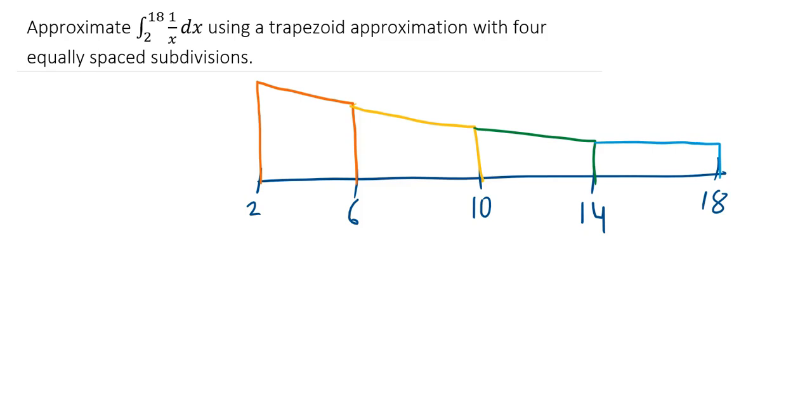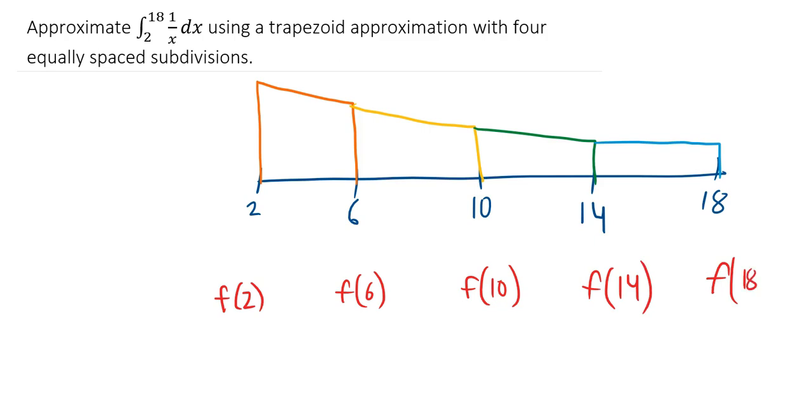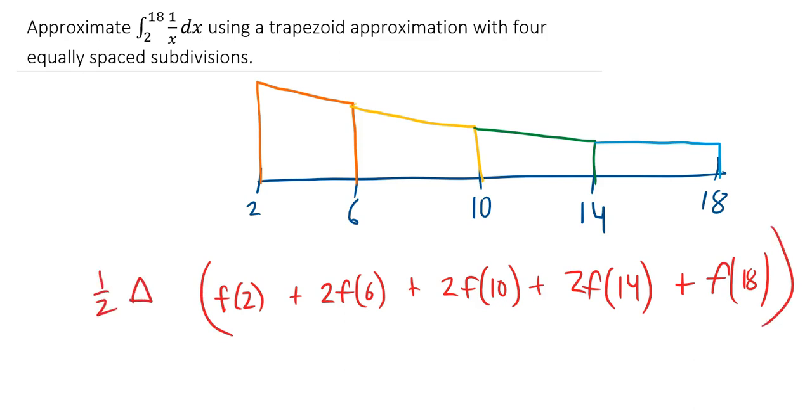Trapezoid approximation ends up being this formula where I do f of each number that's an endpoint of one of my subintervals, and the ones in the middle I have to double. So everything in the middle I double, but whereas f of 18 and f of 2 I don't double. And adding up all these heights, I have to multiply by 1/2 delta x.